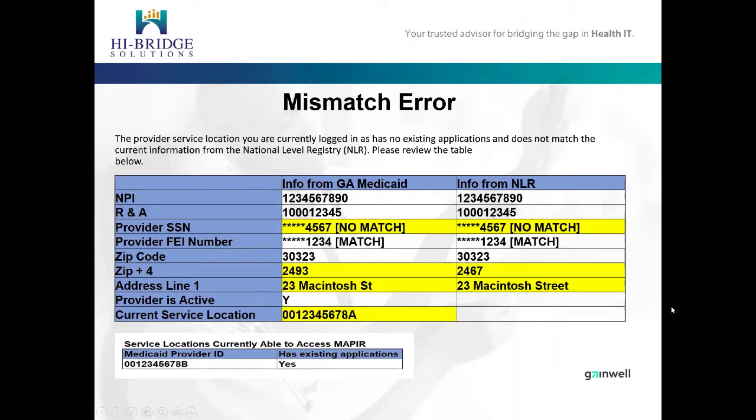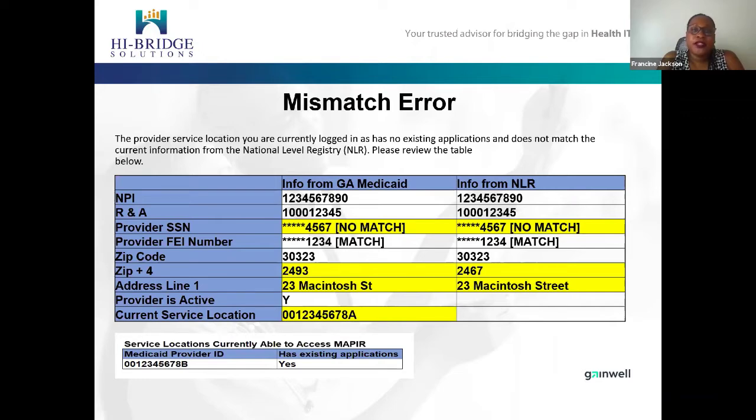Now, the first example you see is the Social Security number. As you can see in this example, the last 4 digits are correct, but in the first partial, there is something incorrect. And actually, you would only know which information needs to be corrected versus GAMIS or the national level registry. Another error that we have is the extended part of the zip code. You must include that as well. And also, if street is spelled out in GAMIS, it needs to also be spelled out on the CMS National Level Registry as well.